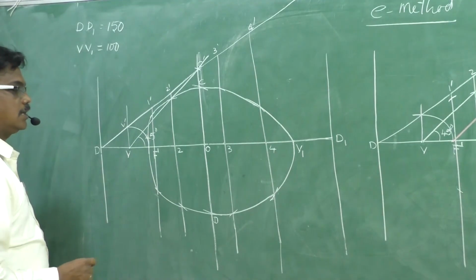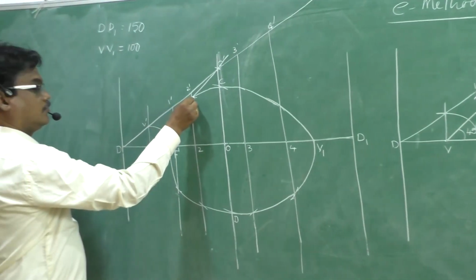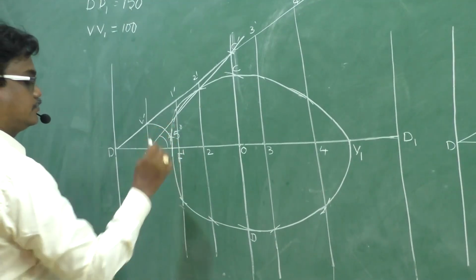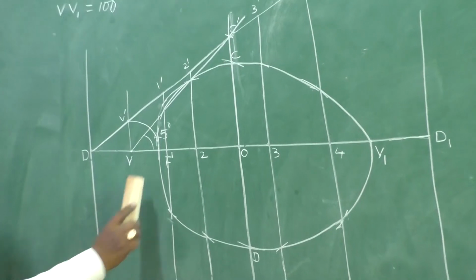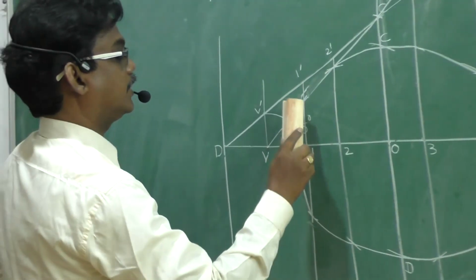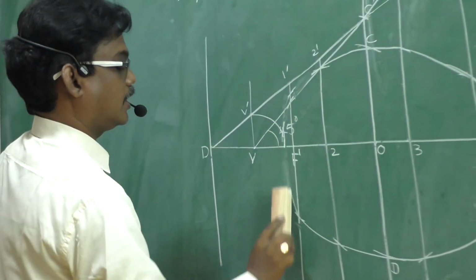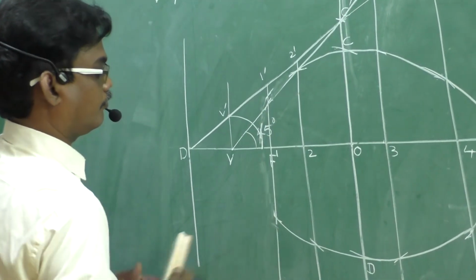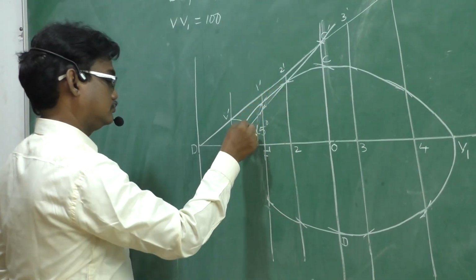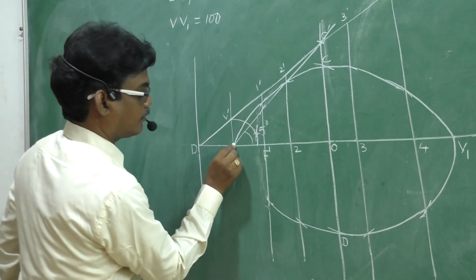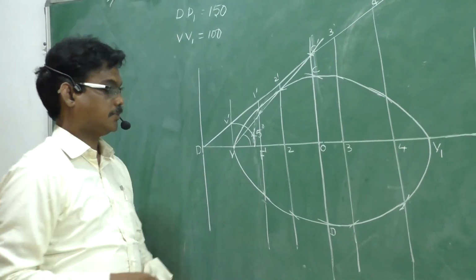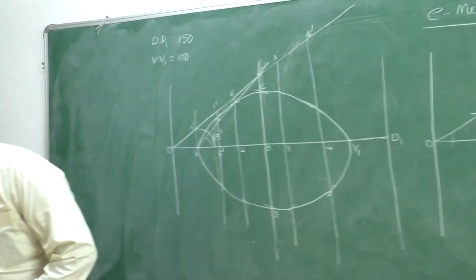Okay, now the required ellipse is obtained. If we take the exact dimensions, the curve will be exact. Here, see, through F I drew, but we need to draw through V. The curve will be perfect if we take the exact dimensions. Okay.